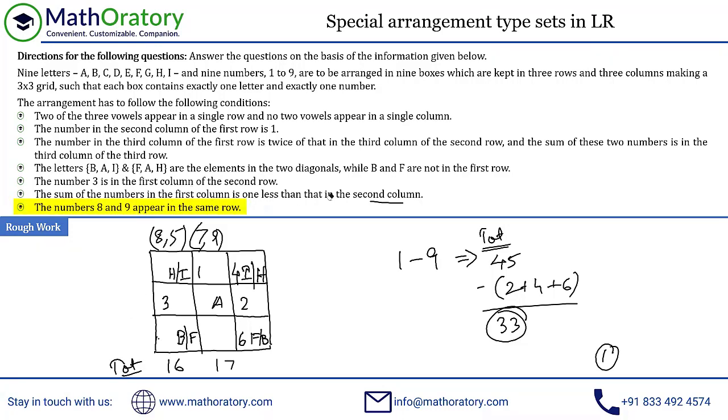Let's look at the last point. There is just one point remaining. We have the numbers 8 and 9 appearing in the same row. Okay, great. So I cannot have an 8 here, right? So this column has to have the 8 out of all the grid.